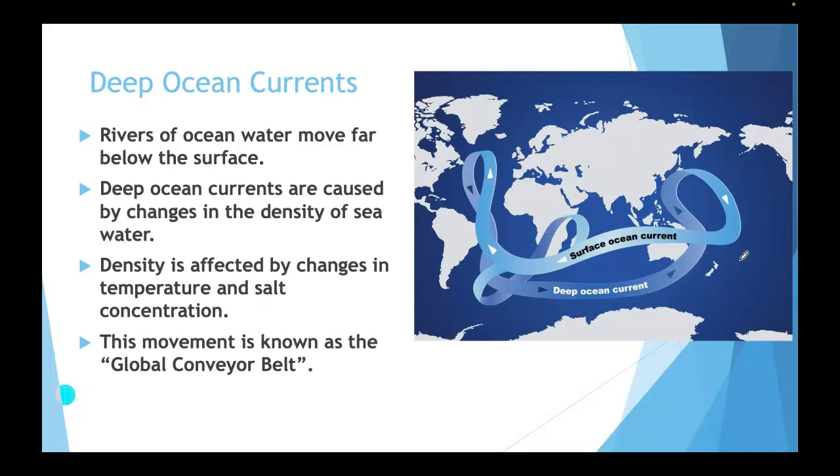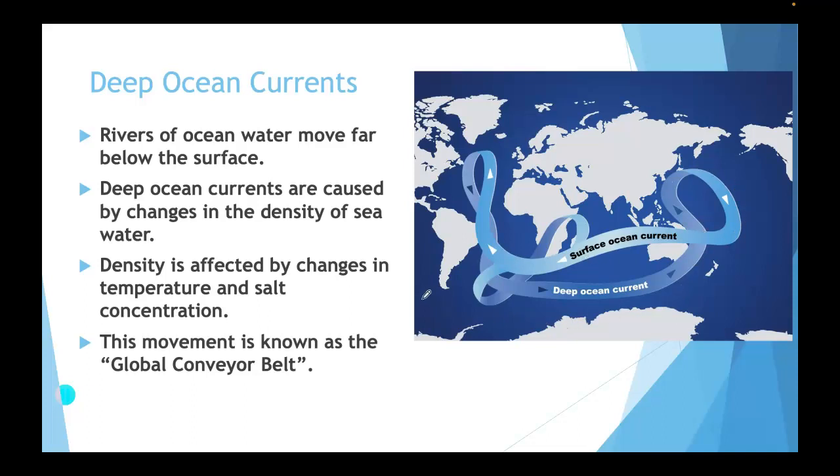Okay, so there is essentially a river of ocean water that moves far below the surface. It's a really deep ocean current, and then it comes up and becomes a surface ocean current. It's caused by the changes in density of seawater. The density is affected by changes in the temperature and the salt concentration of the water, and we're going to look more in detail at that in just a minute. This movement of water is known as a global conveyor belt, and it's really important for organisms.